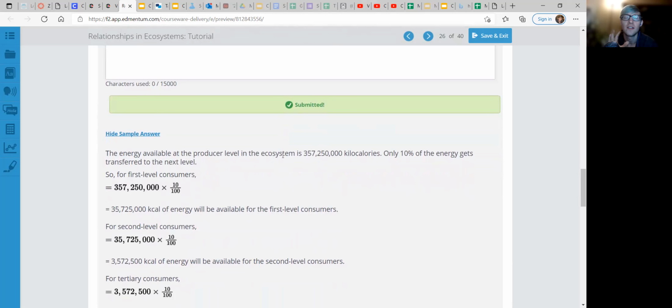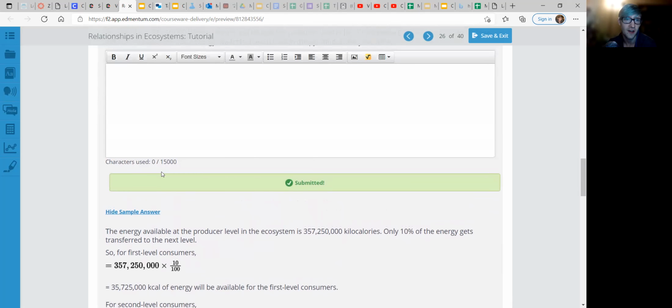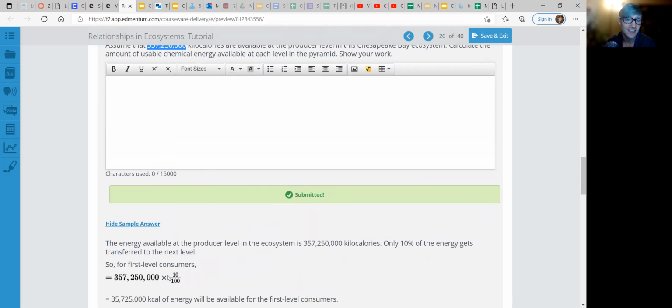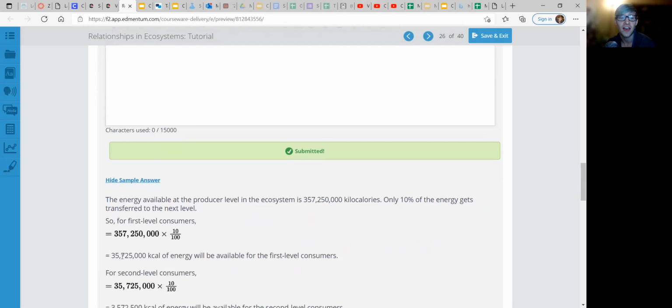We're at 10%. So you're multiplying by 10 over 100. If you're initially starting out with 100% of energy, and that 100% is 357,250,000 kilocalories, 10% of that is 35,725,000 kilocalories of energy. That will be available for that first level of consumers.